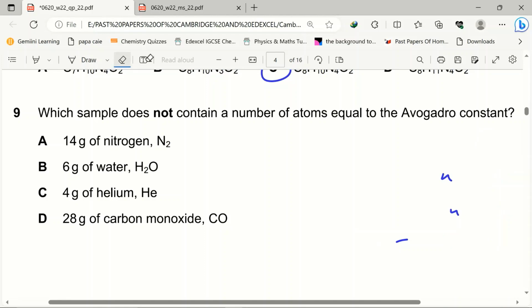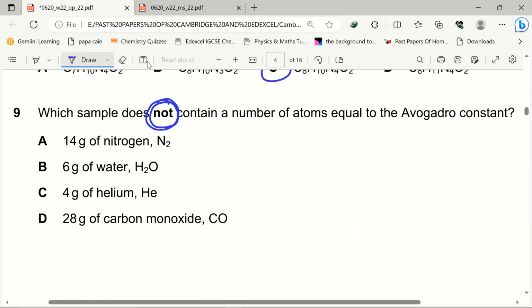So we can see here they have given some mass, and we need to find the NOT. So circle it properly so as to understand it's not the answer according to the Avogadro constant; rather, all will be according to the Avogadro constant except for 1. So you need to keep in mind, always circle your NOT, otherwise you will forget.